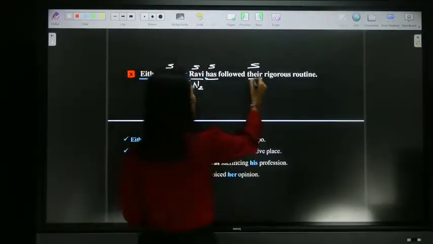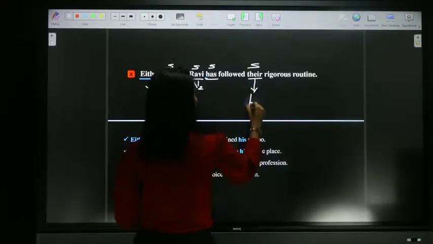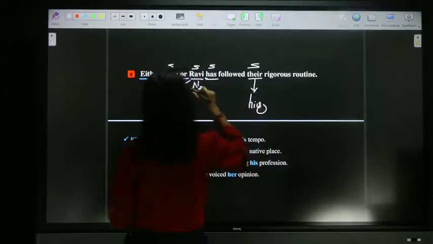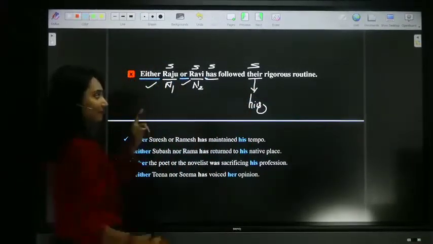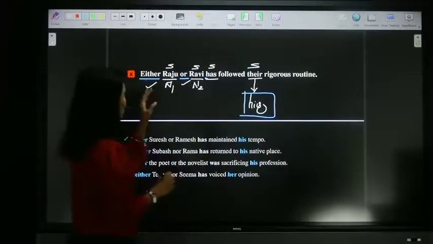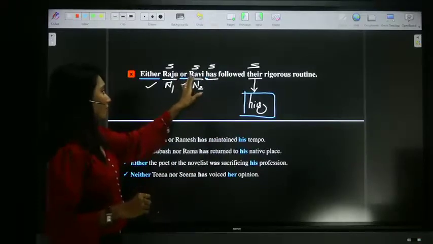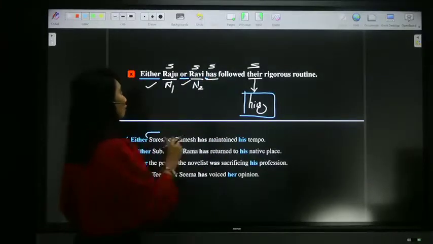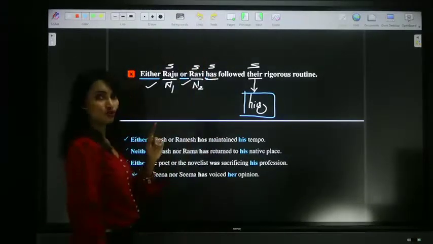So replace their with his, because we require a singular pronoun. So either Raju or Ravi has followed their rigorous routine.